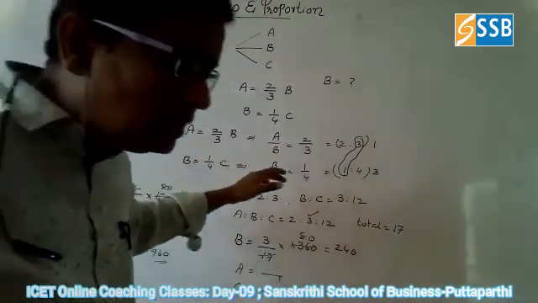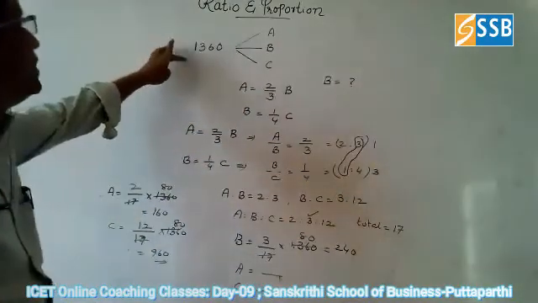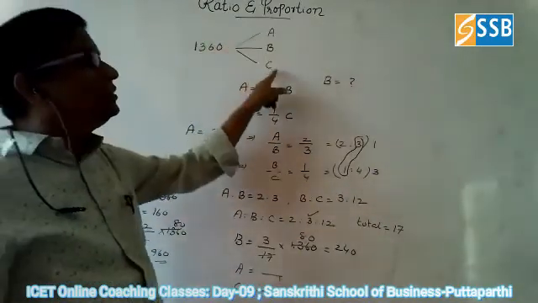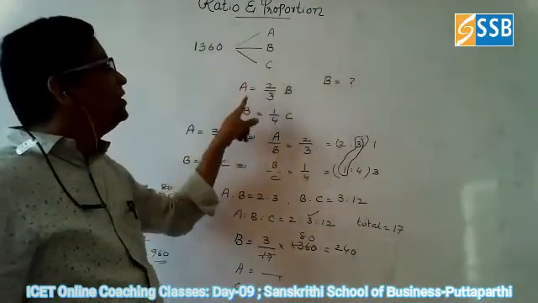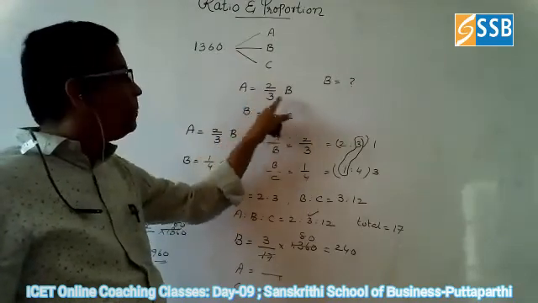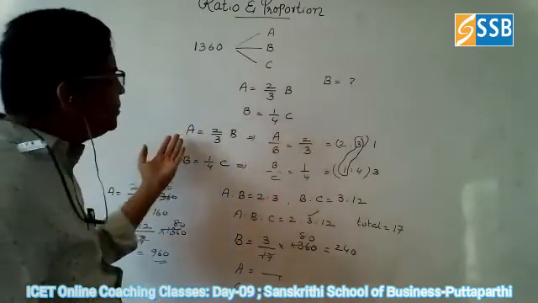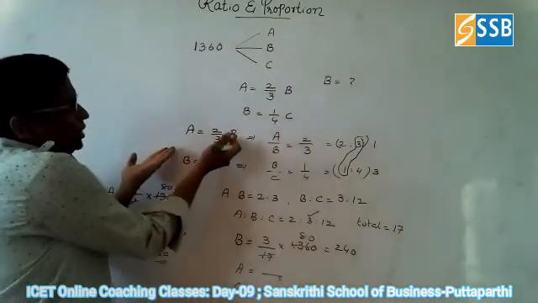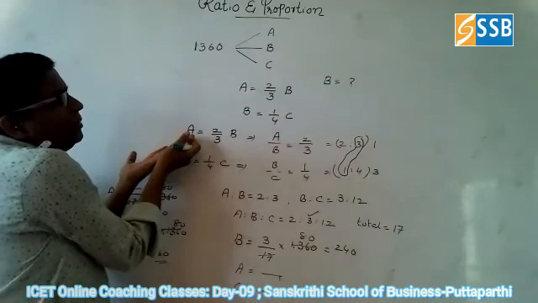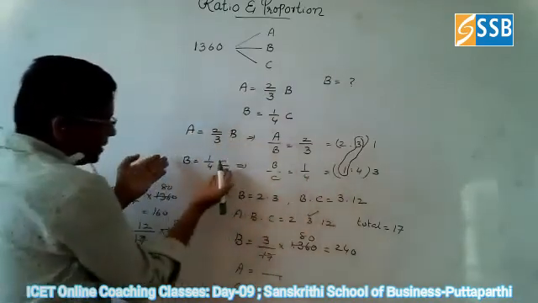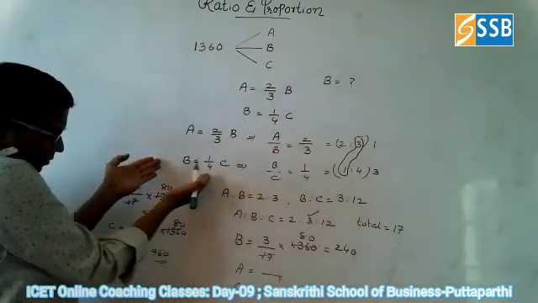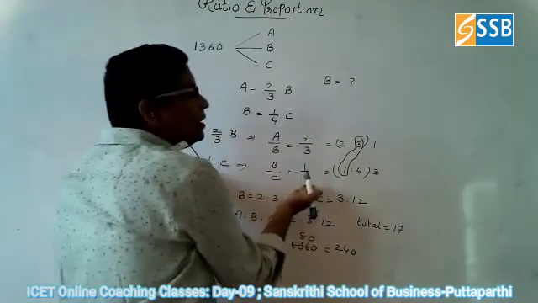See the question. The question is asked like this: 1360 is divided among the 3 persons A, B, C in such a way that A got 2/3 of B, B got 1/4 of C. Means find out the ratio. A is equal to 2/3 into B. B you bring here, A by B is equal to 2/3. In the same way, C you bring here, B by C is equal to 1/4.